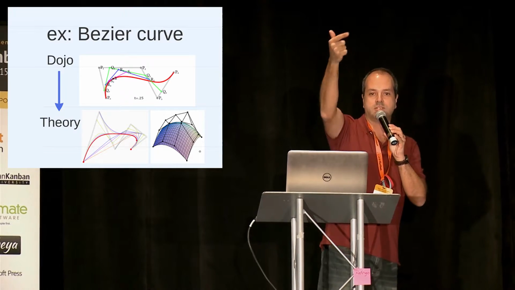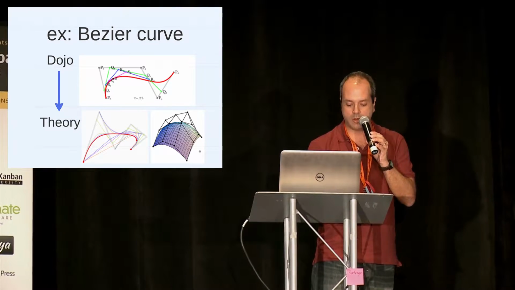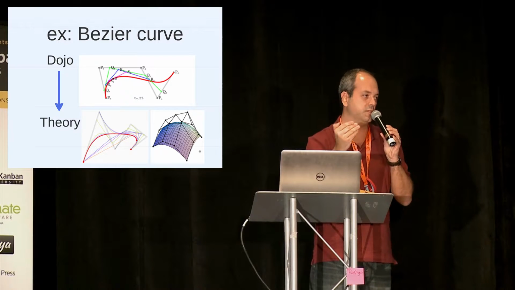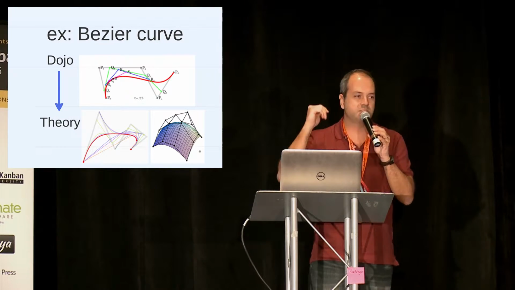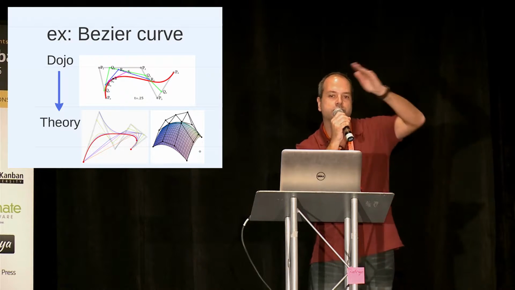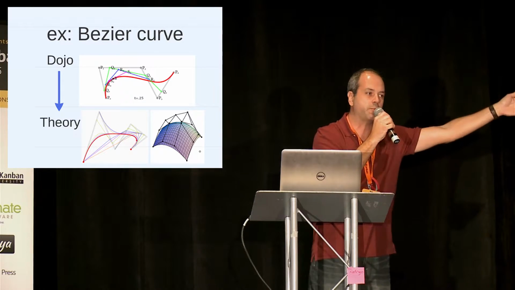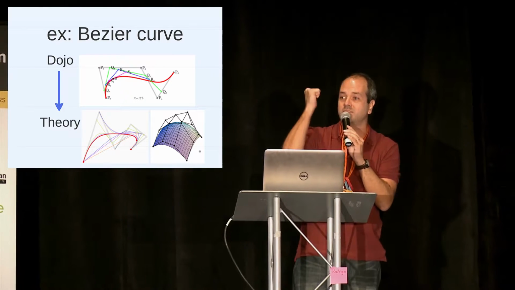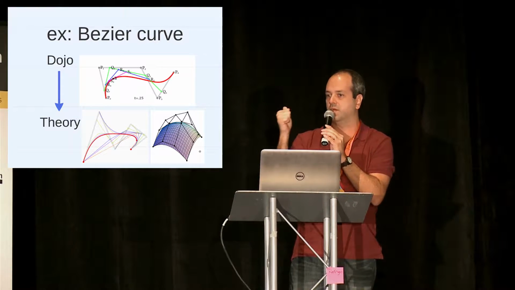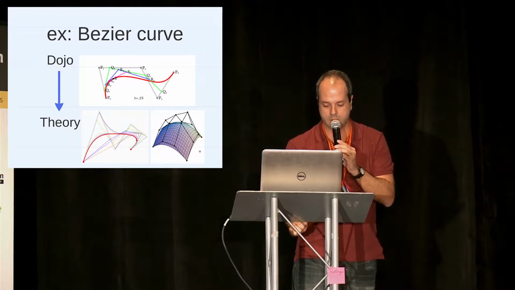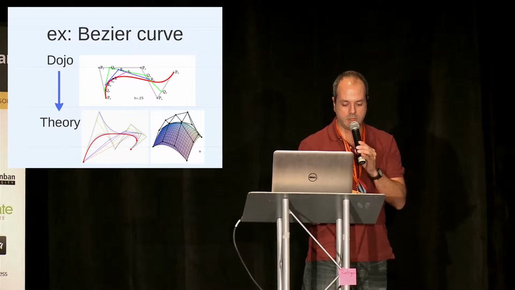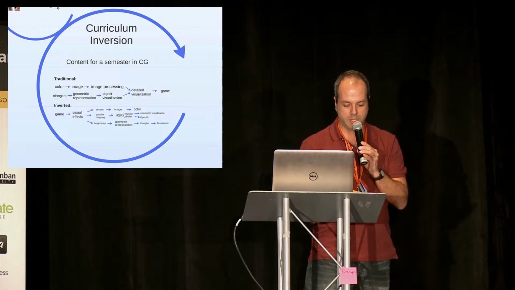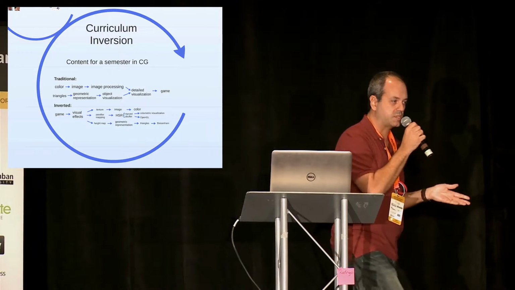Okay, next class, we give the theory. And then in theory, we can go further in the explanation. We can explain higher order curves. We can explain Bezier surfaces, how to convert from one type of surface to the other type of surface. They know it because they have already done the basic stuff in the practical class.